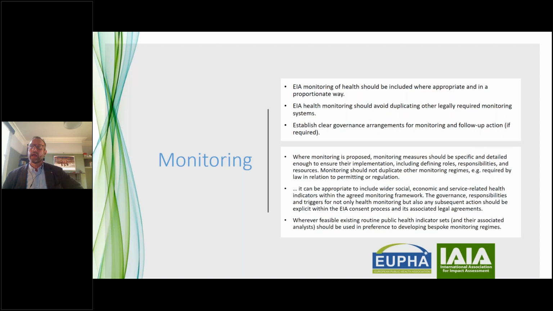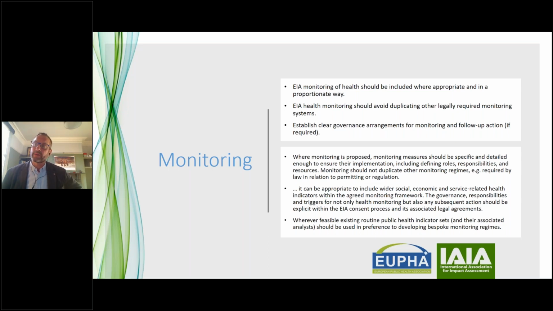And then just finally, to wrap up, once again, monitoring is of great importance, and as it's a requirement of the directive, there will be requirements placed upon the developers, and this is an opportunity for public health outcomes or indicators to be monitored and tracked through.